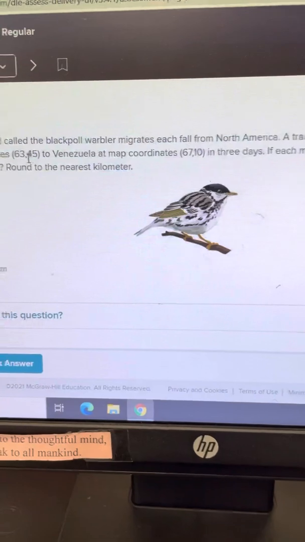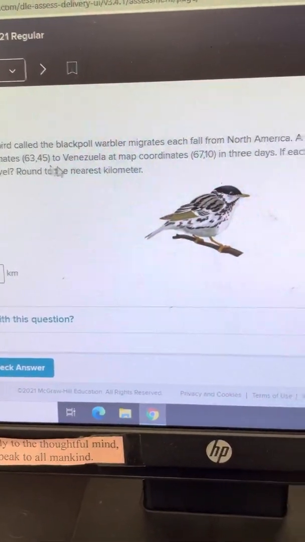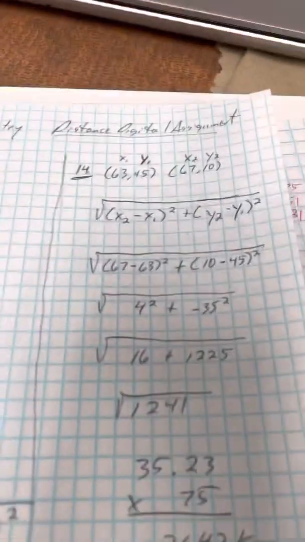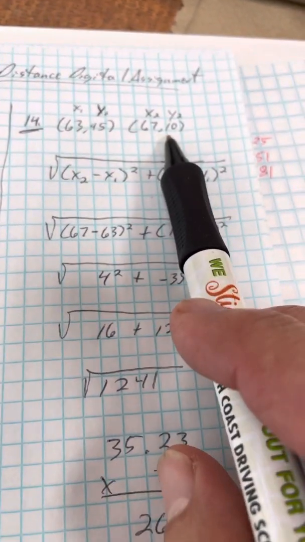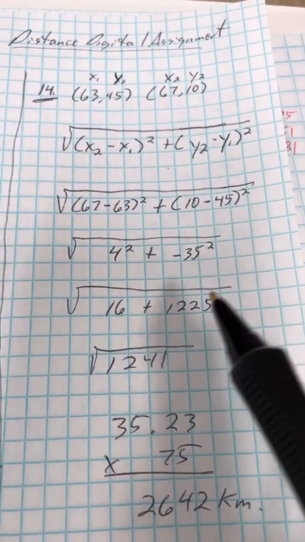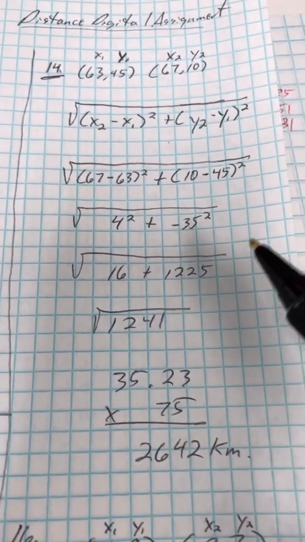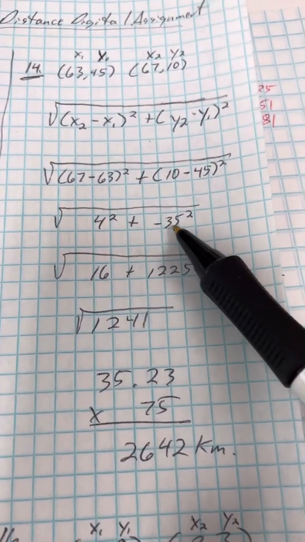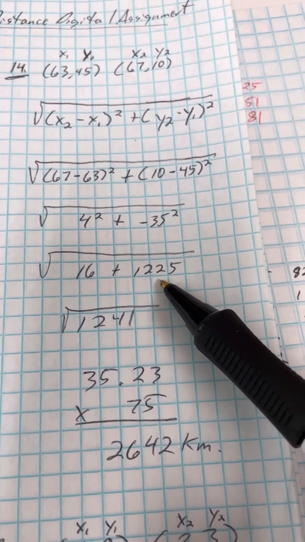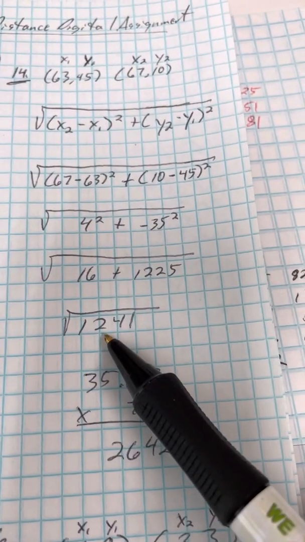So here's my x1, y1, and here's my x2, y2. I plug those in. I wrote it out here. Plug it into the distance formula, and then I just start working it out. I end up with 4 squared plus negative 35 squared. You could pause that to jot that down. Negative 35 squared is negative 35 times negative 35, which gives you a positive 1,225. 4 squared is 16. You add those two, you get 1,241.